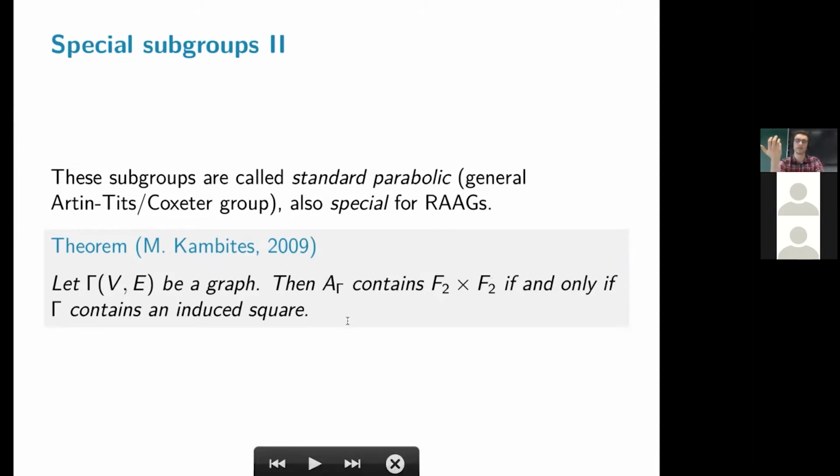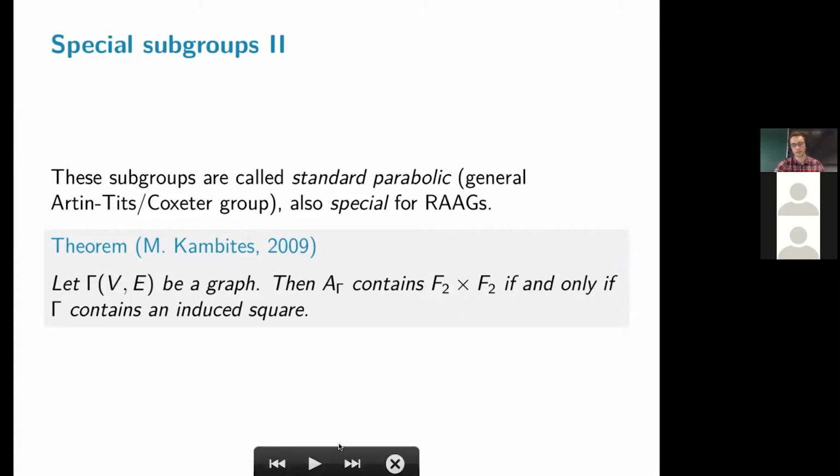Now, again, one implication is quite trivial. If you have an induced square, then, by the previous result, we have a group of this type. But the strong property is that the converse also holds. If you find in some way a subgroup of the form free group of rank 2 times free group of rank 2, then your graph must contain a square. This direct product as a subgroup can occur in some wild form, but if it occurs in a wild form, it will occur as a natural subgroup, so as a special subgroup, I should say. This is one way where looking at special subgroups can be interesting.